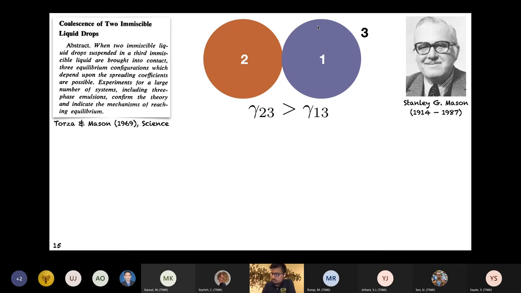So there is one more constraint that I'm going to put in. That is, gamma 2-3 is greater than gamma 1-3.